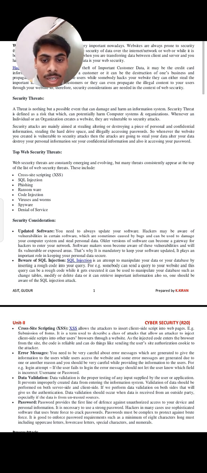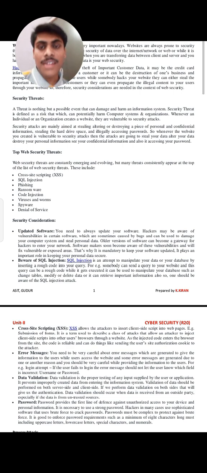Next, error messages. You need to be very careful about the error messages which are generated and give information to the users. While a user accesses the website, the same error messages are generated for some other reason; this is called error messages.